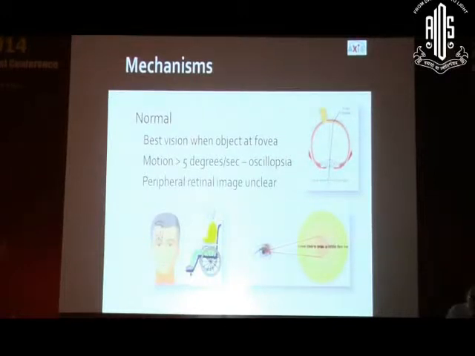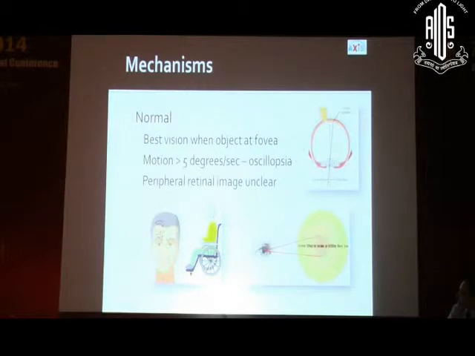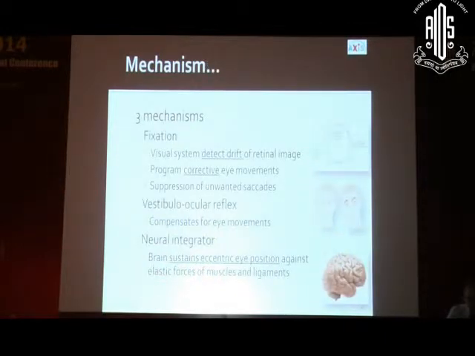This is when the object is seen at the fovea of the eye, and if the motion is more than 5 degrees per second, then it leads to oscillopsia. And we all know that the peripheral retinal image is always unclear. So there are three mechanisms which help in getting a clear image on the retina.